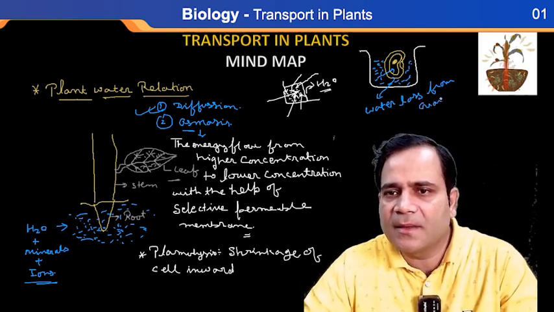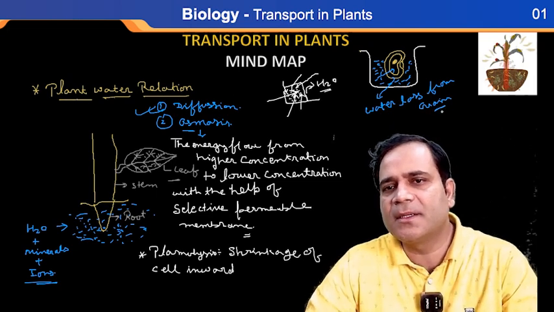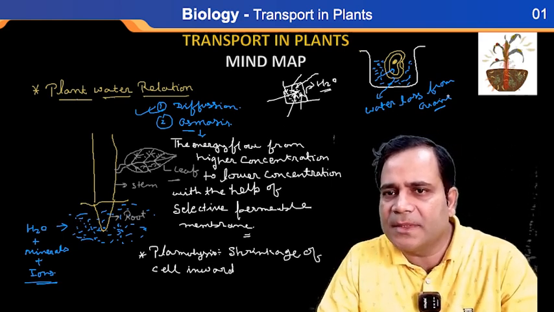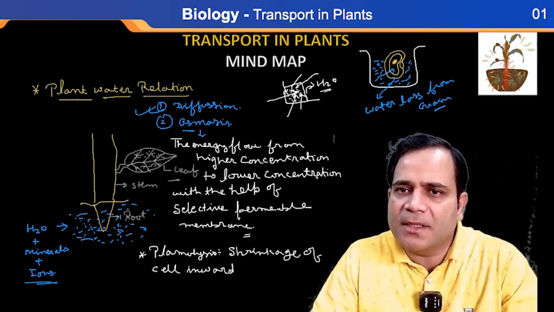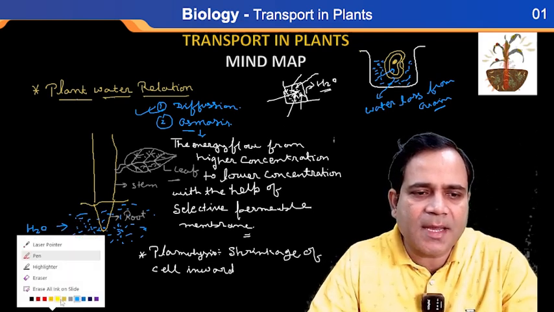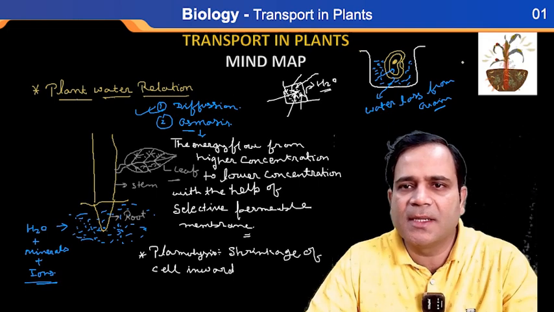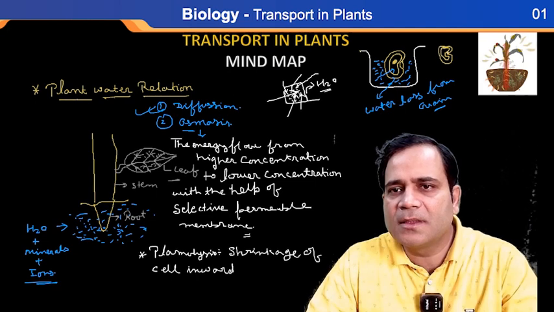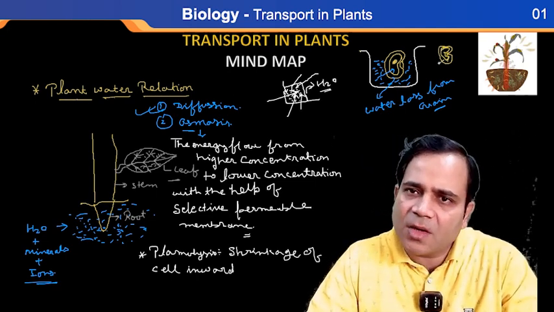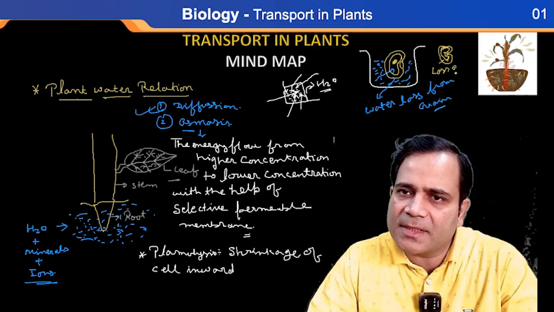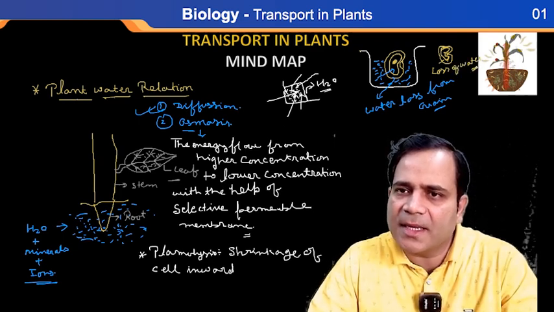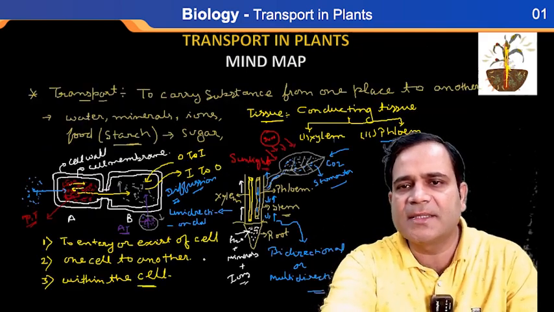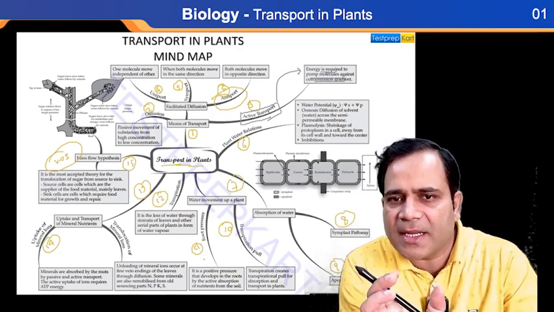Suppose this one is the grain, or you say the seed, gram. When water is lost from this grain, what do you see? This one is the seed, my dear. If there is loss of water here, then it is known as plasmolysis. So the cell becomes shrunken. The cell shrinks, my dear. So here there is shrinkage of the protoplasm.